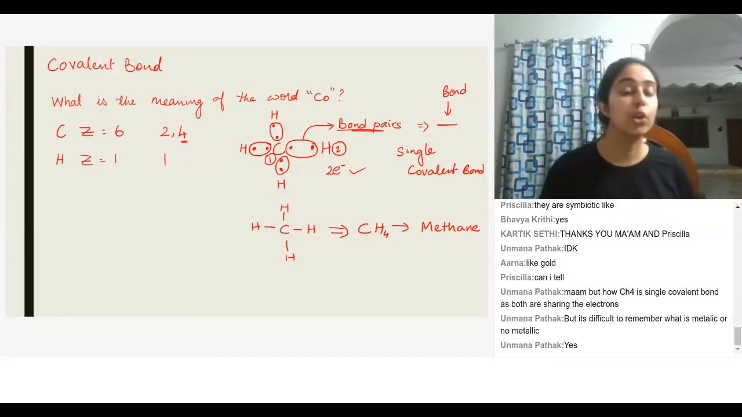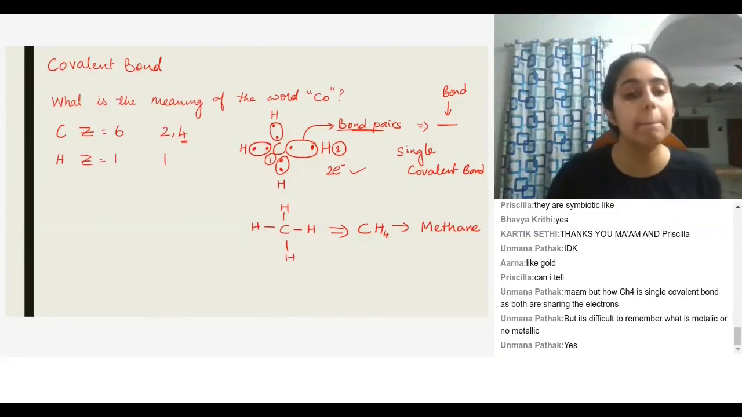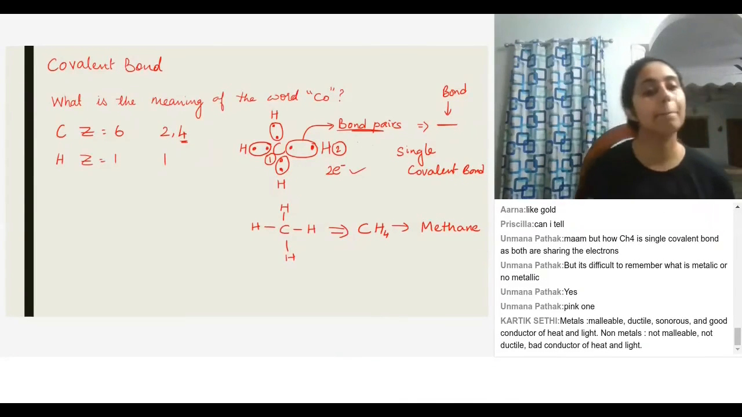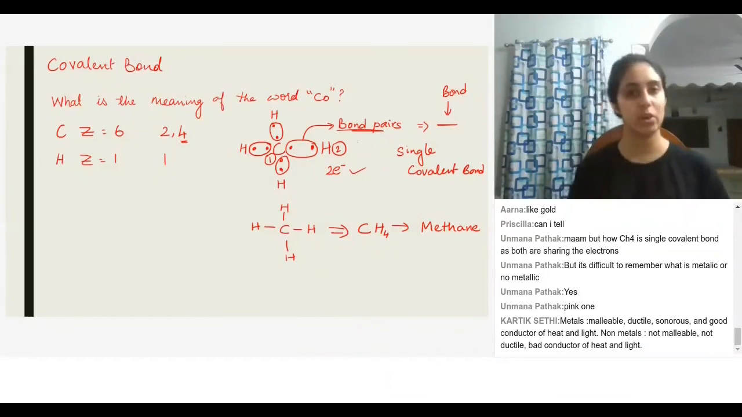Okay, so your question is, it is difficult to remember what is metallic and what is non-metallic. Remember, we studied this in the periodic table. What do we consider as metallic elements and non-metallic elements? It's not difficult to remember. Also remember, metals always give electrons.